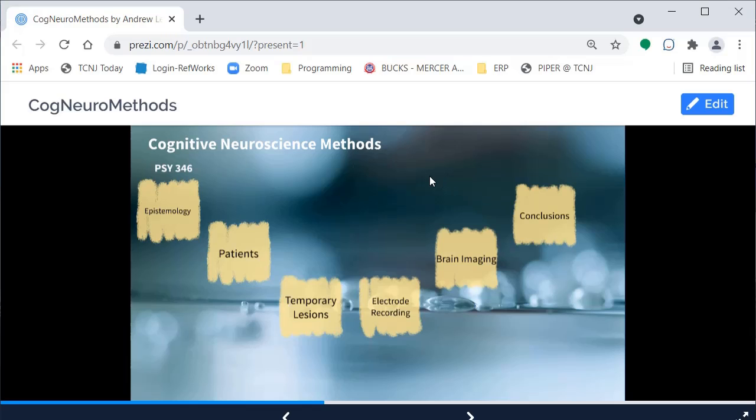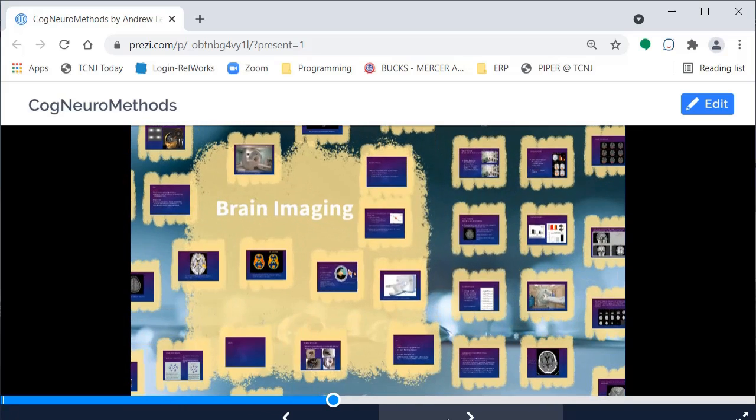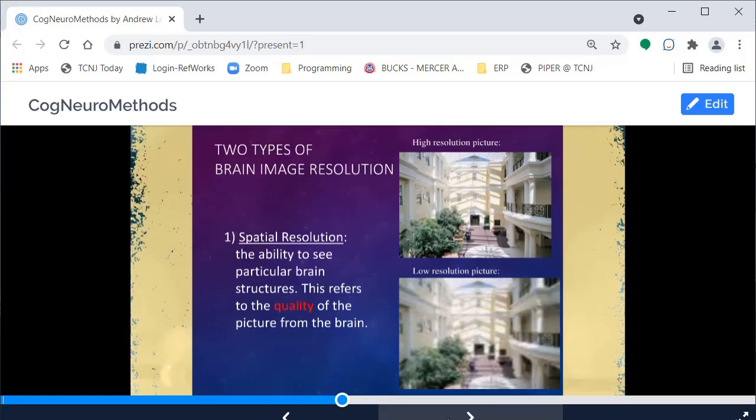All right, cognitive neuroscience class here. We're going to talk about brain imaging technology so that you understand a little bit more about the technologies that you're reading about. There are some common issues that apply to all of the brain imaging technologies that are used. And the first issue concerns resolution.